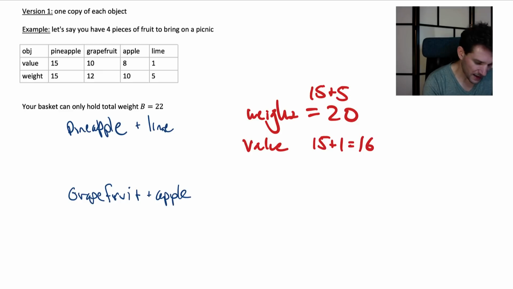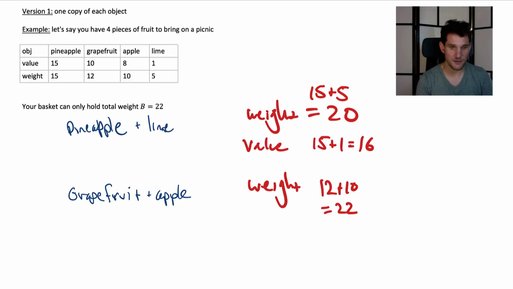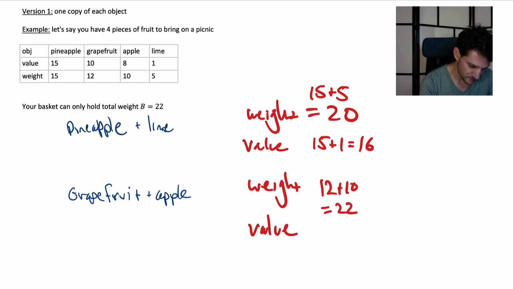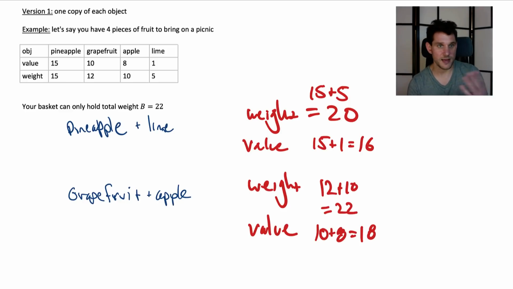And now I have a weight of, what is it? It's 12 plus 10, which equals 22, which is exactly the constraint that I have. And the value is going to equal, so what's the value? I'm going to take 10 plus 8 equals 18. And that actually has a higher value. 18 has a higher value than 16. So the better solution here is the grapefruit and the apple rather than the pineapple and the lime.